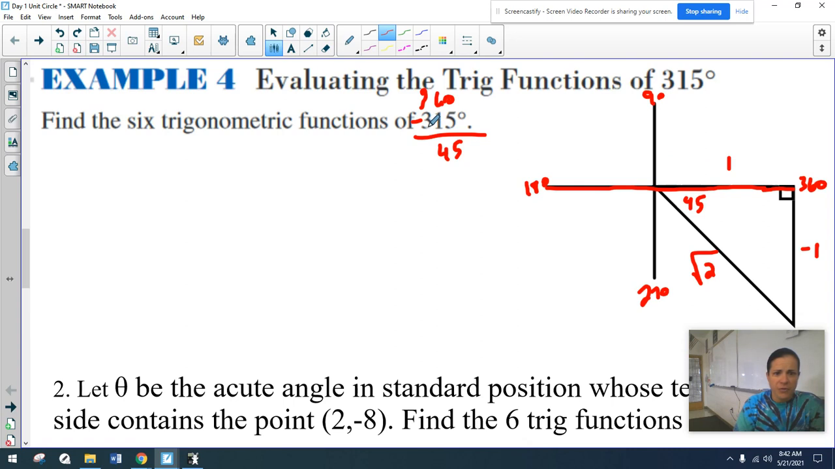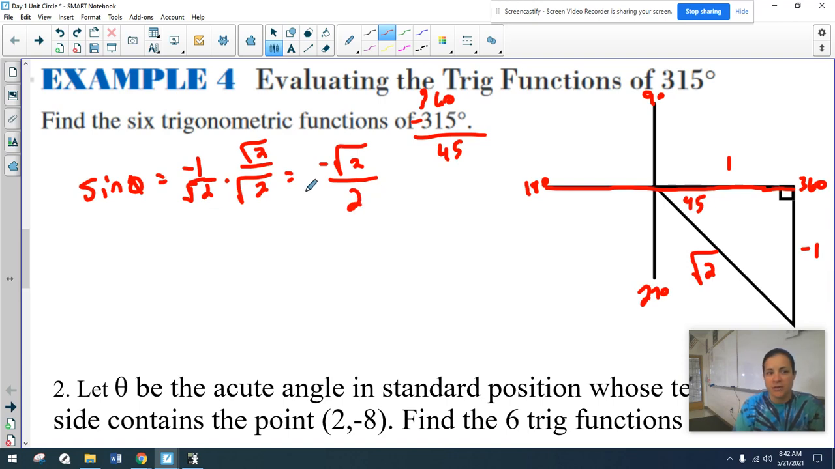Okay, so for my 6 trig functions, I've already got all the numbers that I need, so I don't have to figure out anything this time. So sine of 45 is going to be opposite over hypotenuse. Square root of 2, sorry. So you have to rationalize the denominator again. So we're going to times by the square root of 2. So negative 1 times the square root of 2 will just look like this. Square root of 2 times the square root of 2 is just 2. So there's your sine function.